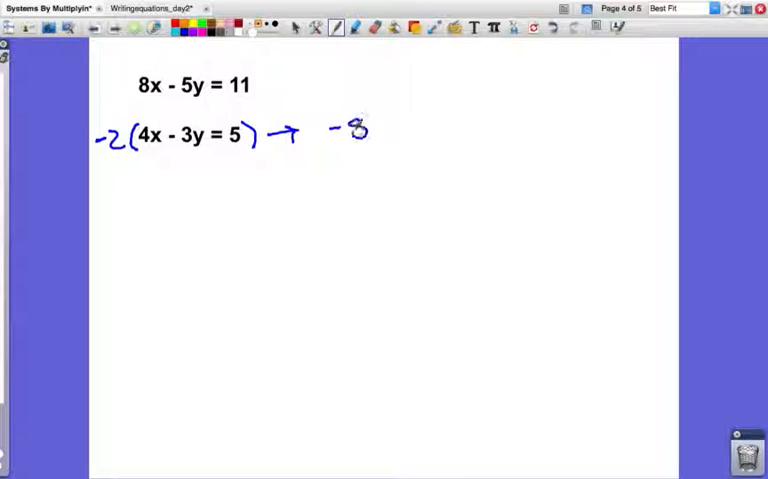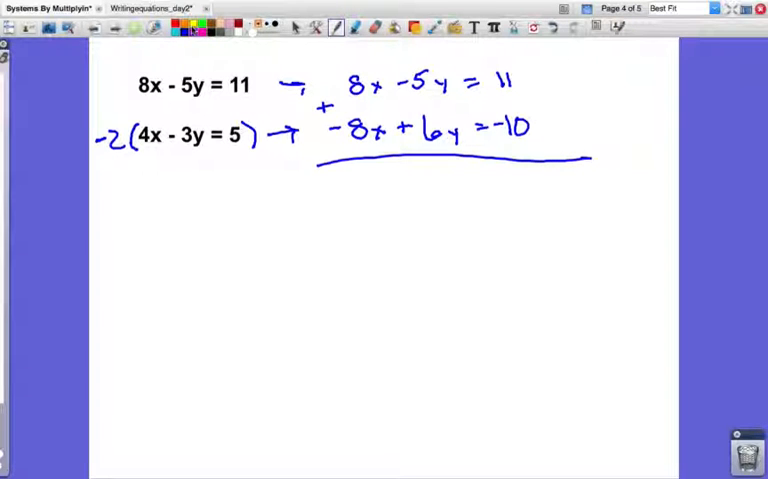So this is going to give me negative 8x, positive 6y, and negative 10. And then this equation hasn't changed. Give me positive 8x minus 5y equals 11. Now I can combine these two equations and something's going to eliminate. When I add these two equations together, some things will cancel each other out. 8x plus negative 8x cancels. Now I have negative 5y plus 6y, which is just 1y, and that's equal to 1.